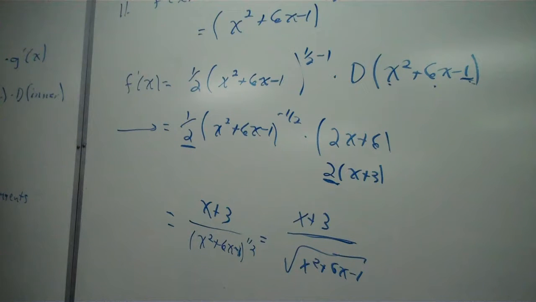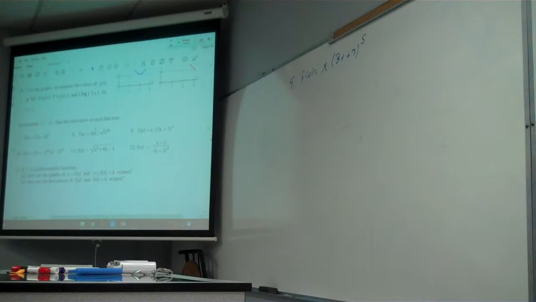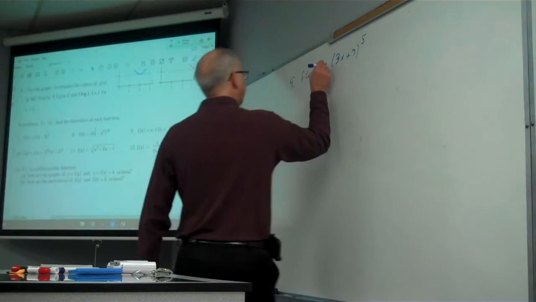Okay, other questions? Number 9? So for number 9, we've got f of x is x times (3x plus 7) to the fifth. And we're asked to find the derivative.